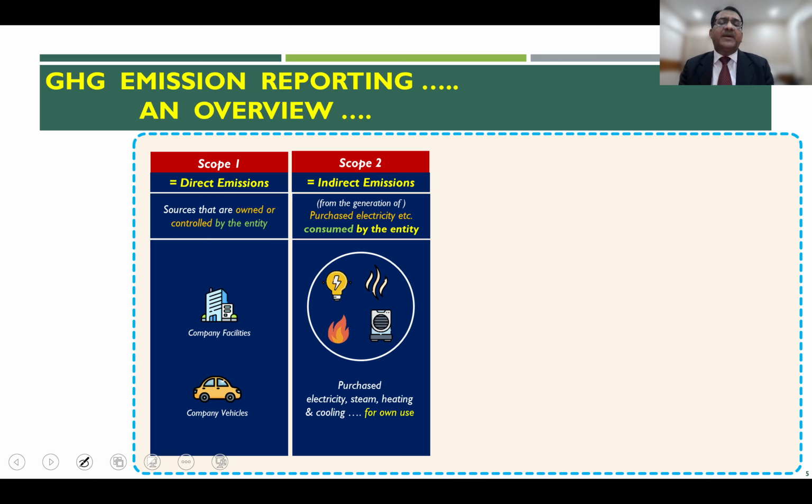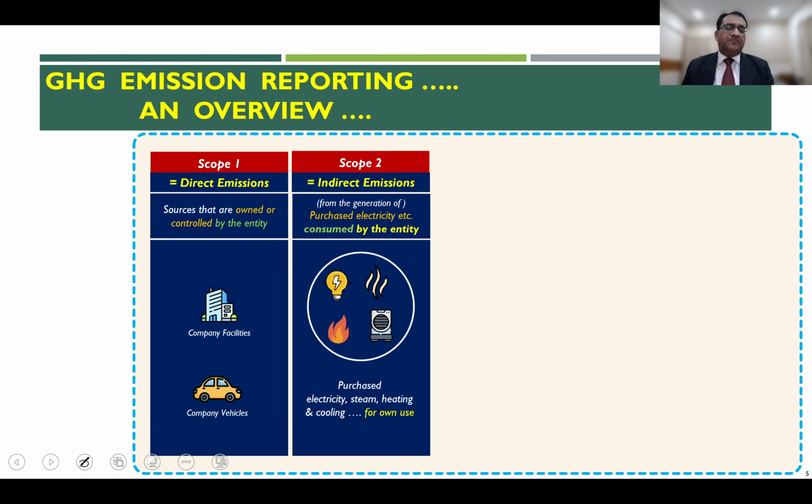So for example, if a state electricity board is generating electricity, which you are buying from the state electricity board, then the emission is effectively happening at the state electricity board level. But because that electricity is being consumed by the entity, this is an indirect emission falling within scope 2 emissions. That's why scope 2 represents purchased not only electricity, but steam, heating, and cooling. So this is scope 1 and scope 2.